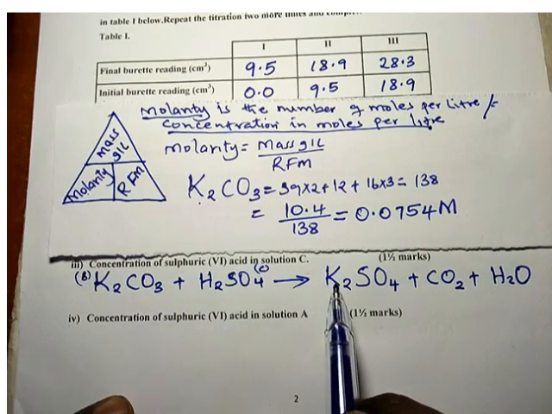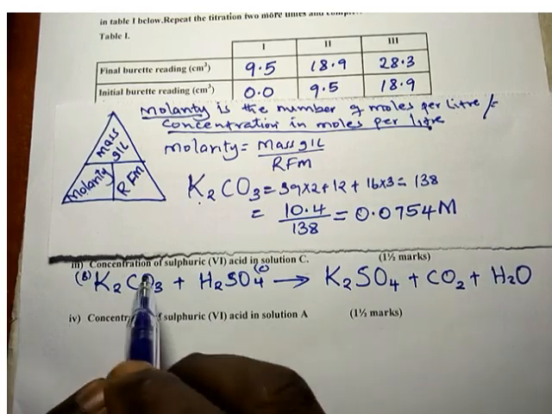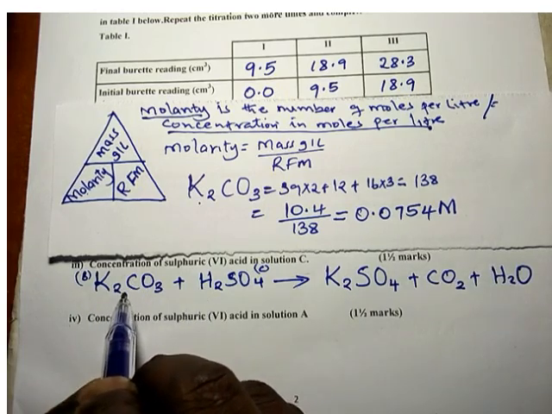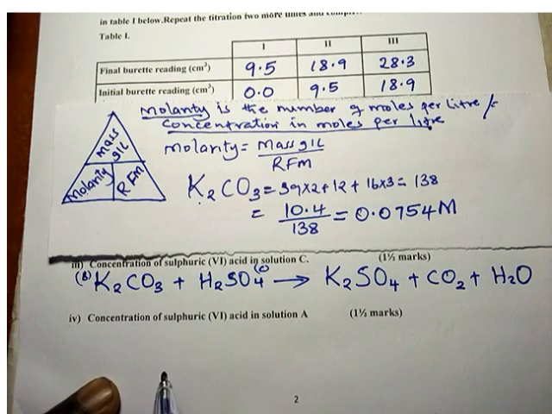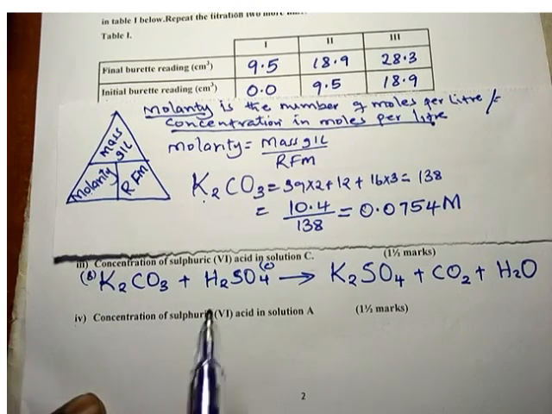If the equation is balanced, that's okay. The equation is balanced. It means the number of moles of potassium carbonate that reacted with sulfuric acid are equal. So we start here. What do we know?